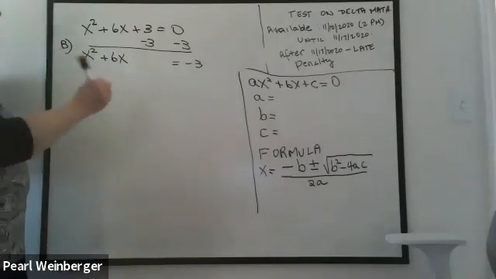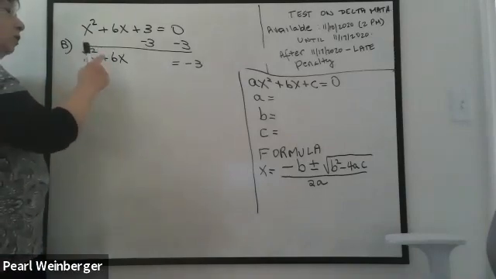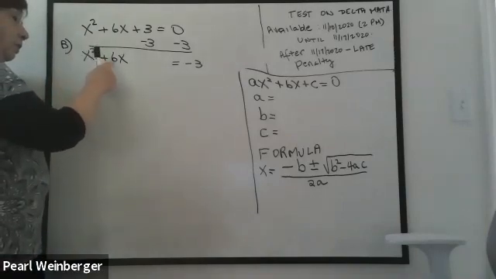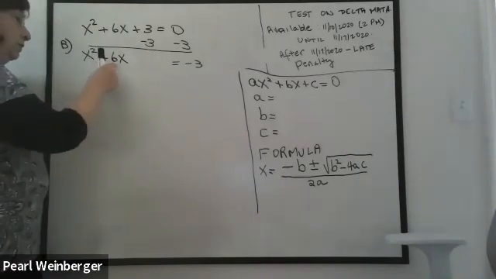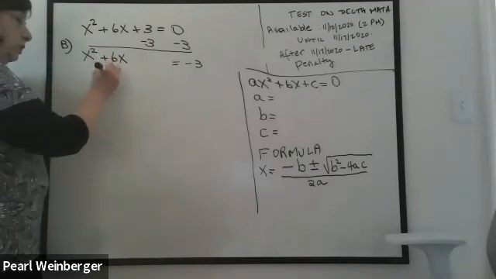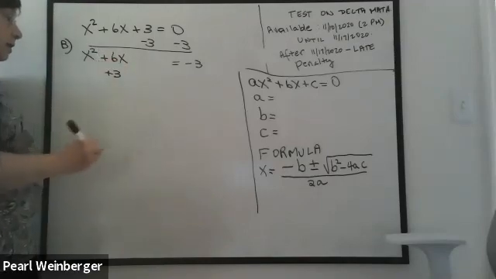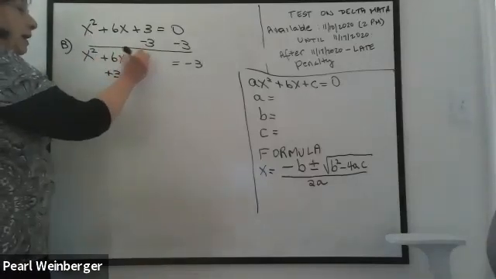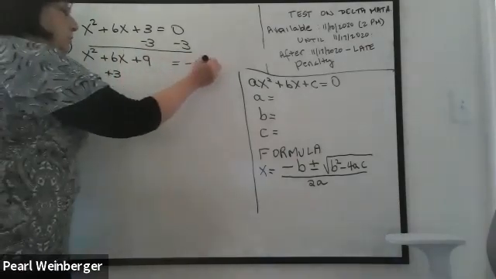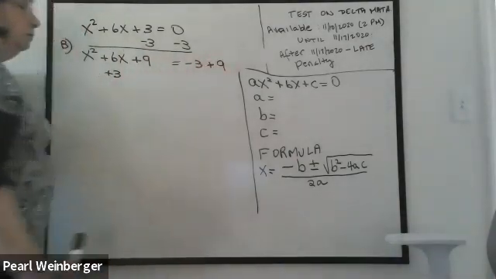That's why we call it completing the square. To figure out what we add, remember the method. We divide this number by 2. That's why we want it to be even. So positive 6 divided by 2 gives me positive 3. And I multiply that by itself. 3 times 3 gives me 9. And I add 9 to both sides of this equation.